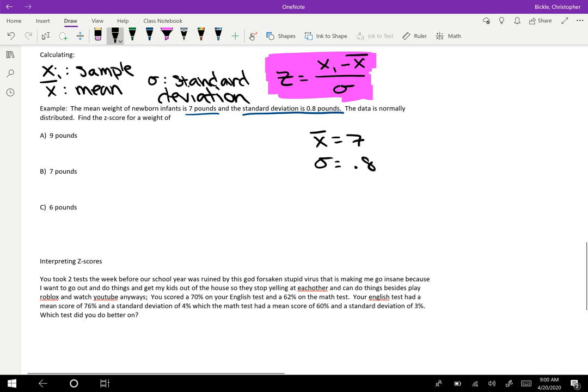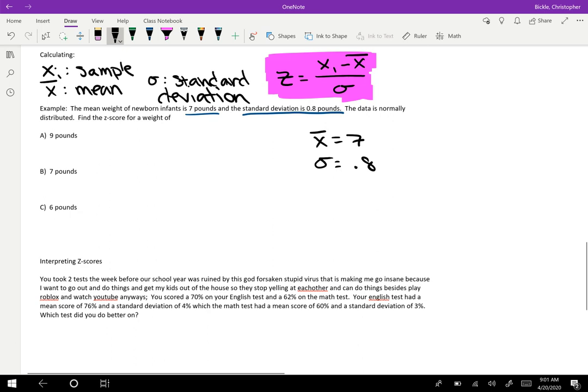The data is normally distributed, so they're telling us it's a normal distribution. They want us to find z-scores for these three weights. Remember, these are our x sub i's: 9, 7, and 6. I want you to go through and see if you can find the z-scores. Go ahead, do that, pause, and come back and check the answers, okay?